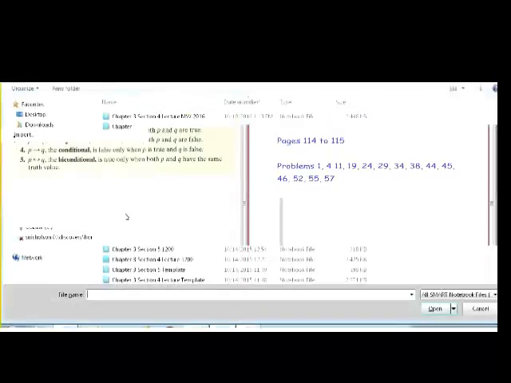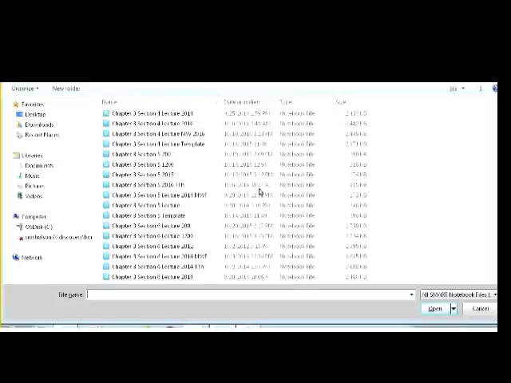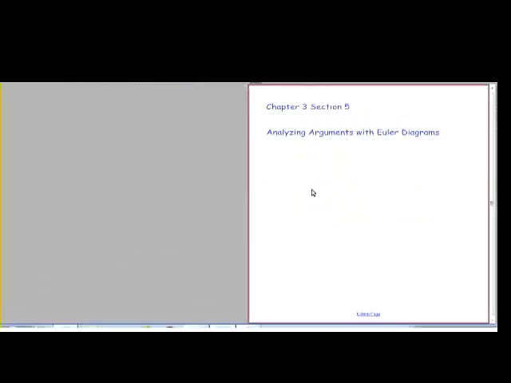Okay, so we're moving on. Section 5. So the last two sections of Chapter 3 are about determining whether arguments are valid or invalid. So Section 5 uses something called Euler diagrams, and they're for a specific kind of argument that involves the word all. Okay, you'll see it in a second.